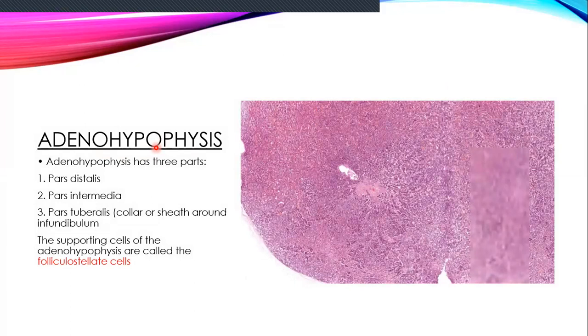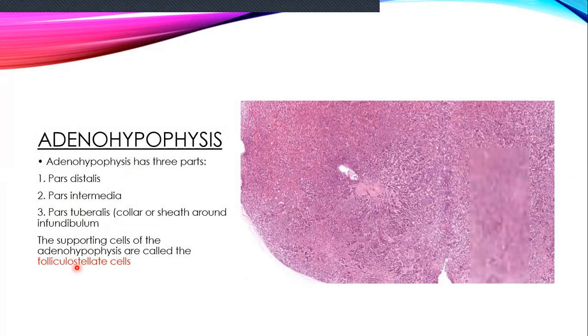Now let's look at adenohypophysis, which has three parts: pars distalis, pars intermedia, pars tuberalis. The reason I'm repeating this is because they will ask you this. And now this is a very important point. The supporting cells of the adenohypophysis are known as the folliculostellate cells. Please remember that.